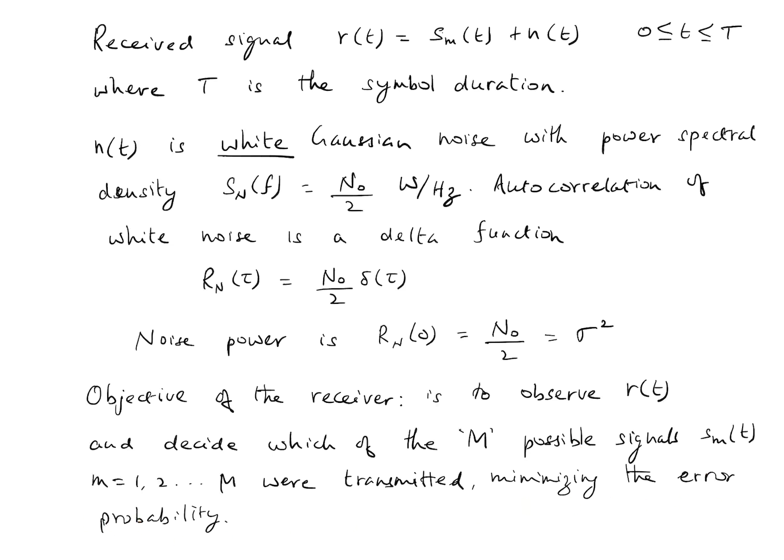So the job of the receiver is to make a decision as to which of the M possible signals was transmitted by observing the received signal r(t) with a minimum probability of error. It has to minimize the probability of error. That is what we call an optimum receiver, which minimizes the probability of error.